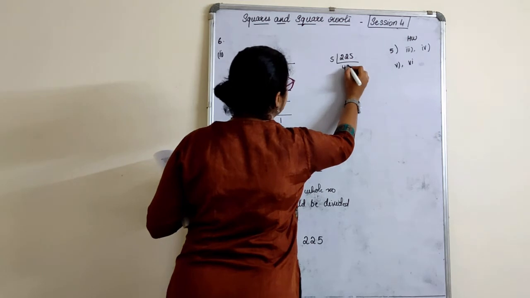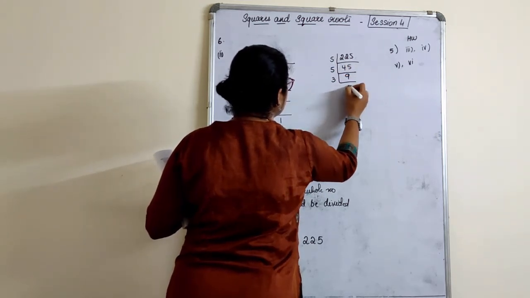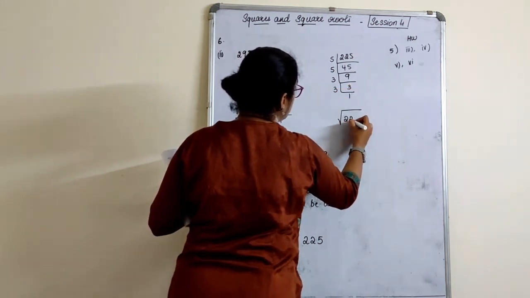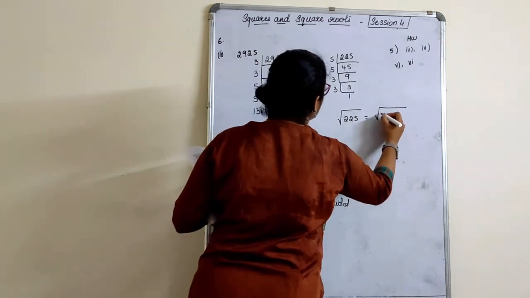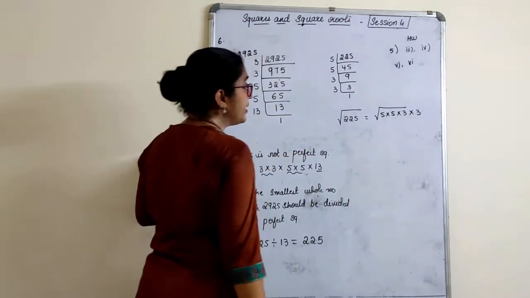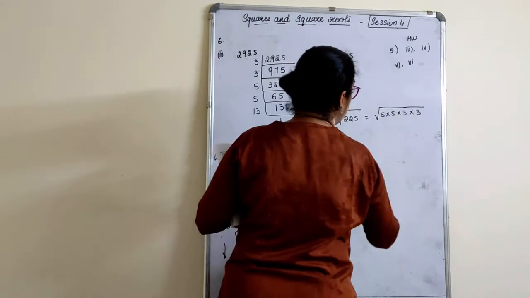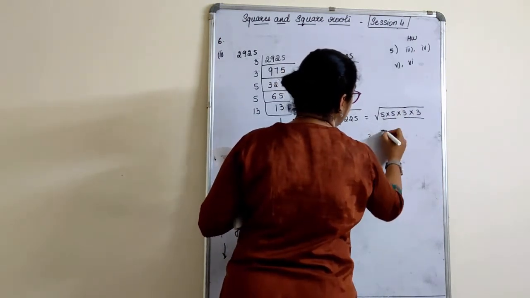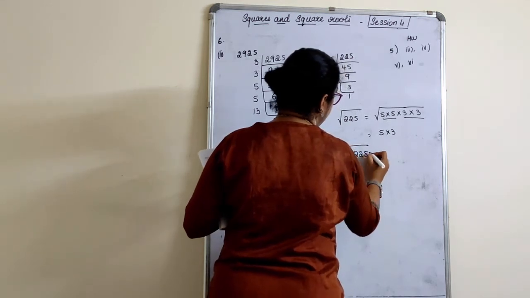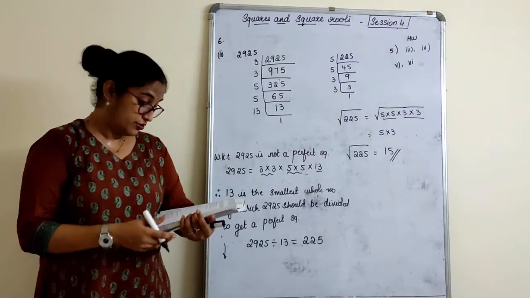5 fours are 20, 5 fives are 25, 5 nines are 45, 3 threes are 9 and 3 ones are 3. Square root of 225 is equal to square root of 5 into 5 into 3 into 3. Sometimes we write and forget to write the square root for the whole 3 also. Don't do that. It should be for the whole number. So 5 into 3. Square root of 225, the answer is 15. There we get it, right?